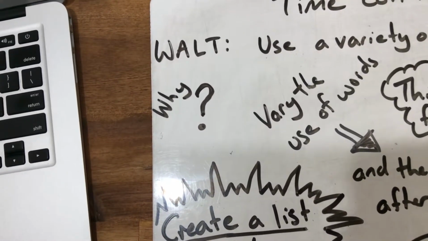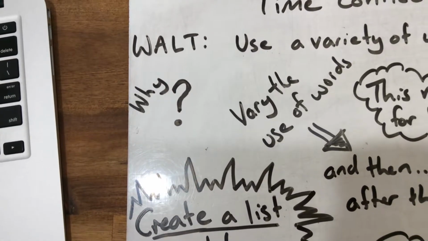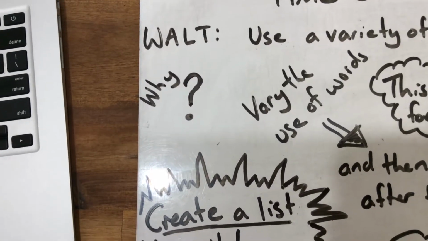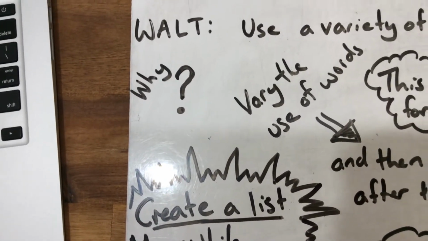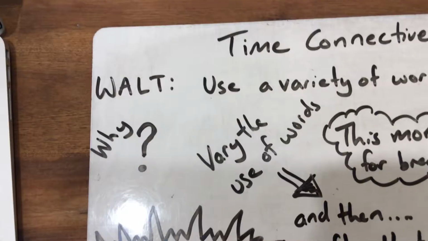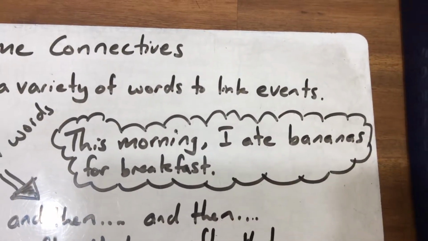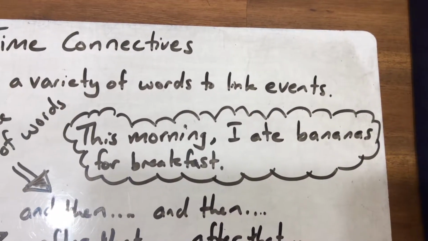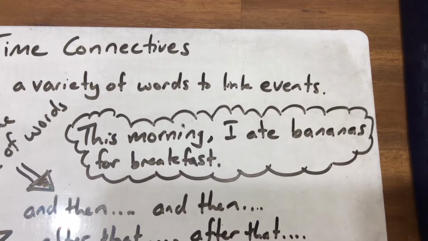So just have a quick read over here. Time connectives are words and phrases which are used to help tell a reader when something is happening. They're sometimes called temporal connectives. So I've got a little example over here. This morning I ate bananas for breakfast. Okay, so the time connective there is "this morning". Okay, that's telling you when the event happened.